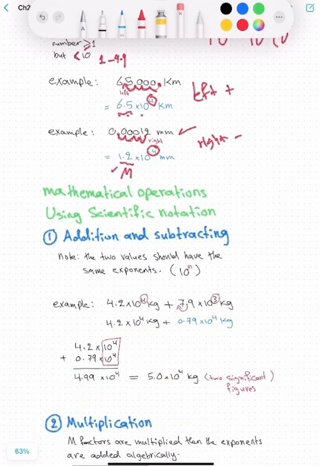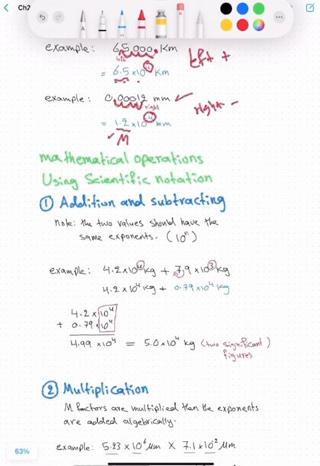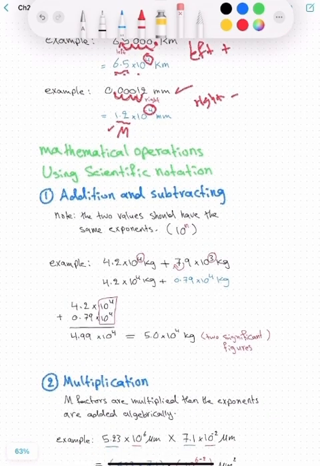If you have scientific notation, you add them, you subtract them. What should you do? How would you do it? Both of them, when you add or subtract two numbers with powers, both of them should have the same 10 to the power, or 10 with same exponents.